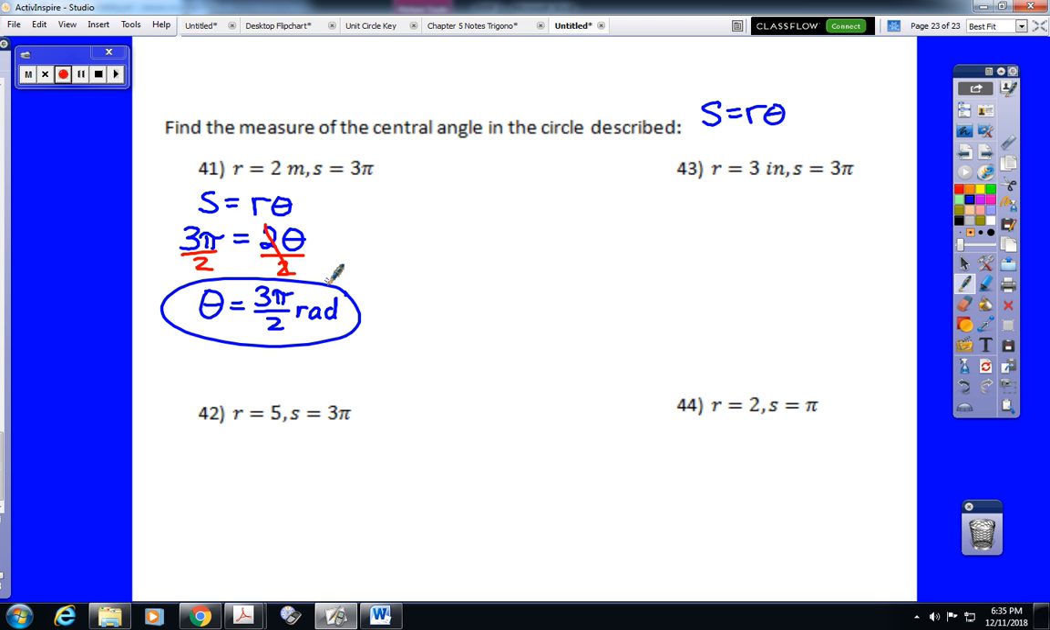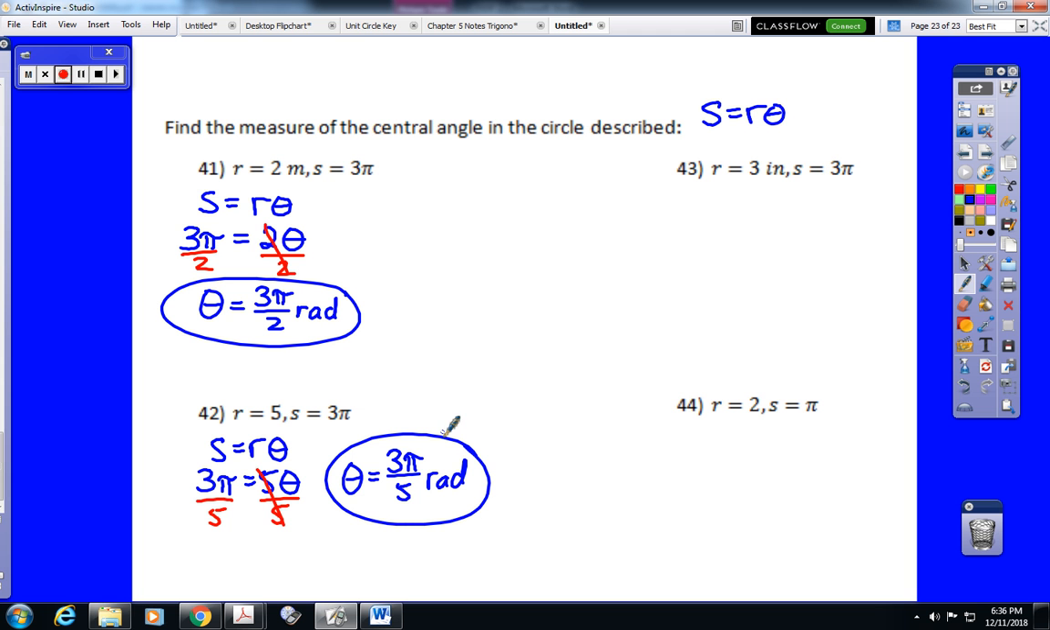Again, you should pause this video and try the others. Number 42, S equals R times theta. That would be 3 pi equals 5 theta. We're going to then divide by 5. That does not reduce, so our answer, theta, is 3 pi over 5 radians. On number 43, S equals R theta. So 3 pi equals 3 times theta. Divide by 3, and we get theta equals pi radians, because those other 3's would cancel as well.